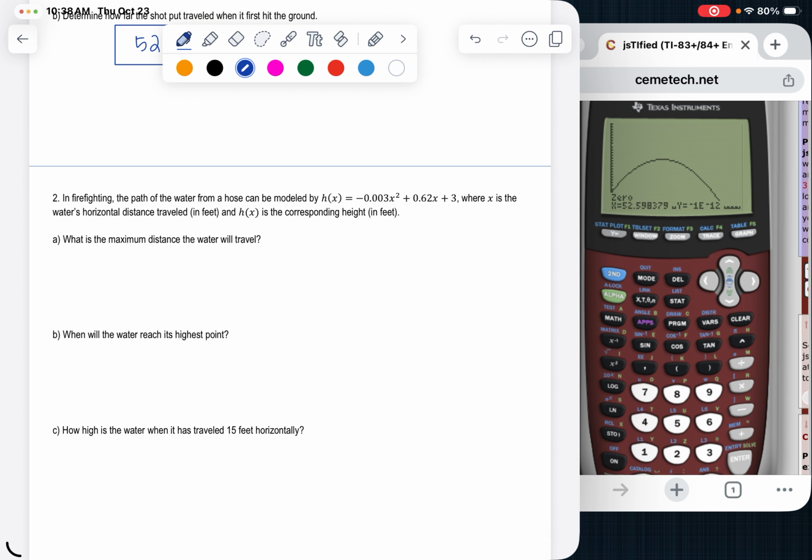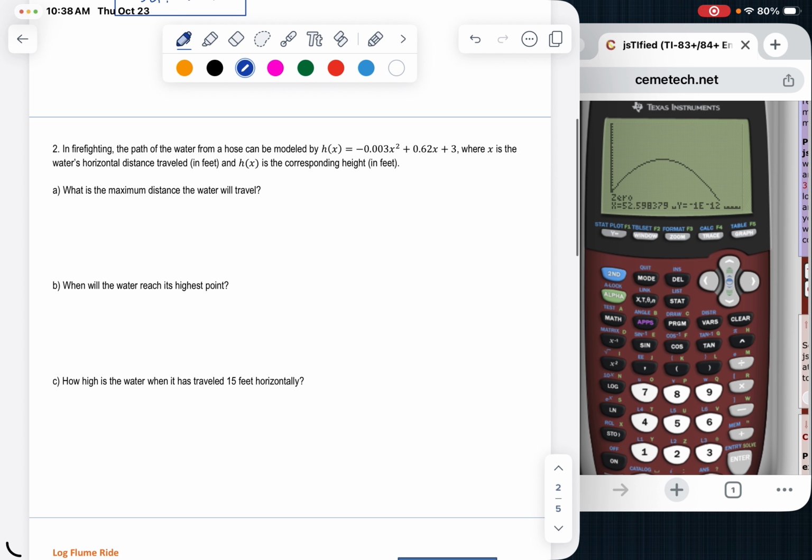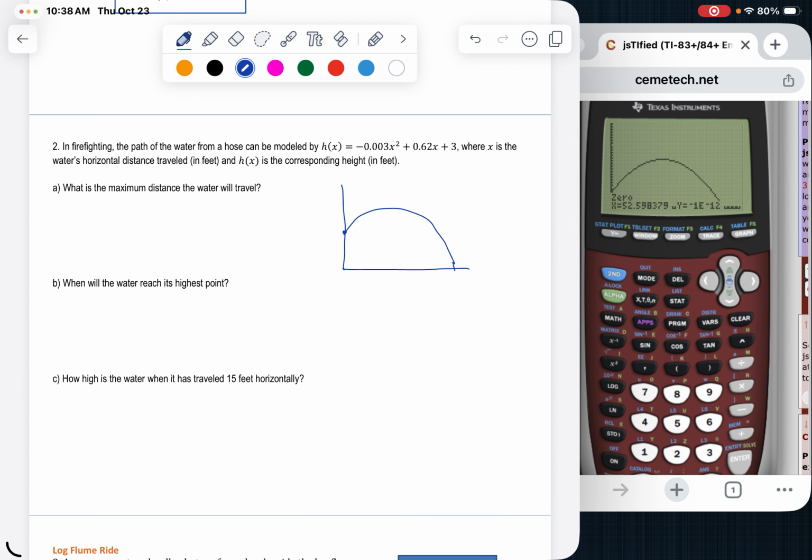In firefighting, the path of the water from a hose can be modeled by this equation, where x is the water's horizontal distance in feet and y is the corresponding height in feet. So I have the exact same picture here. I was going to copy and paste, but I did so much writing on that one. So like this. Once again, I know this y-intercept right here is 0, 3, so I'm not putting it at 0, 0. This is horizontal distance, and this is height, both in feet.